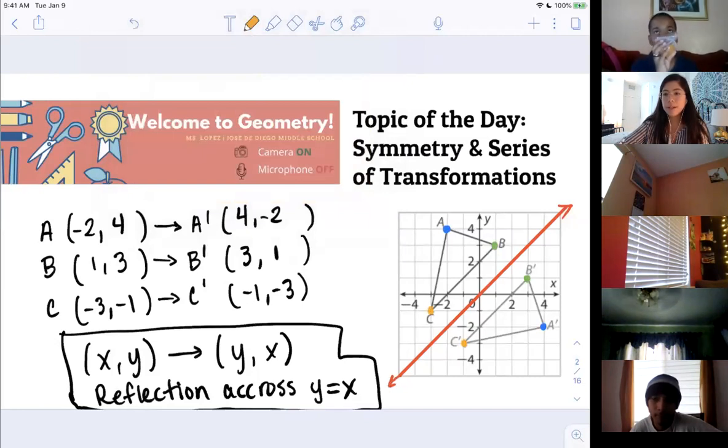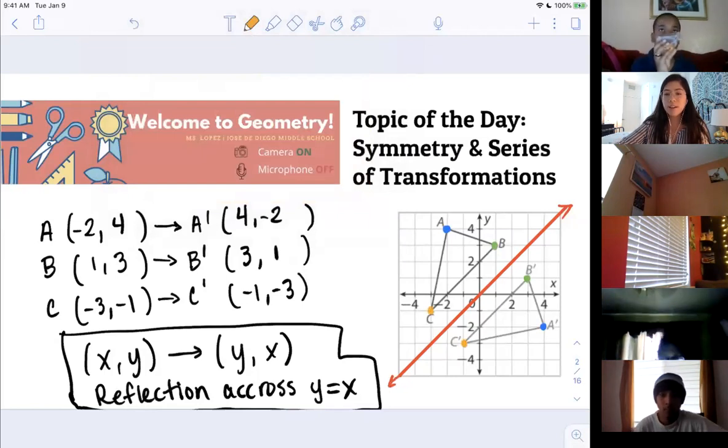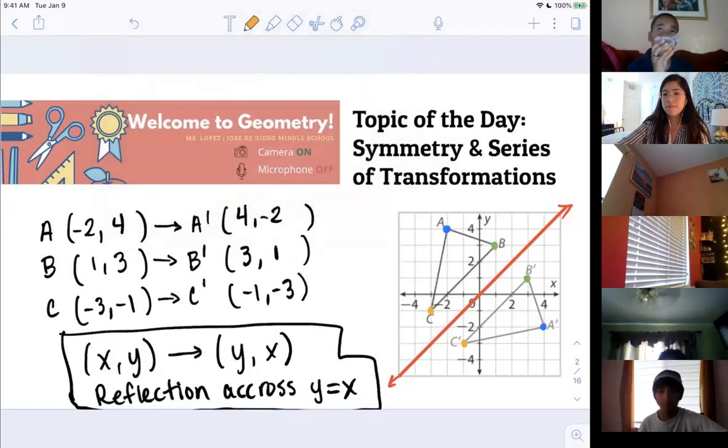I'm seeing lots of blank screens, no cameras on. I don't know where y'all are at, but that's not okay. That's not okay, not in this honors class. Y'all want to turn your camera off? Go to intensive math, because that's not the game we're playing here. And Ms. Lopez is starting to get more and more angry every day with this class.